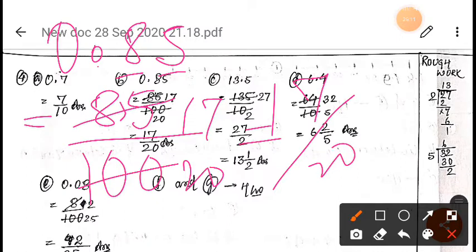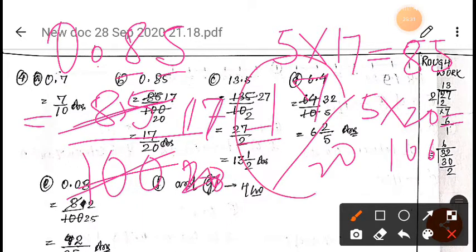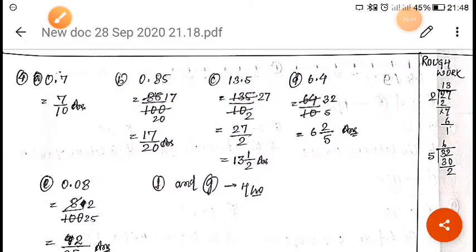How it has come, you will see here. 5 into 17 is what? 85, right? 5 into 17 is 85, and 5 into 20 is equal to 100. So we can divide like this, right? 5 into 17 is 85, and 5 into 20 is 100. So the answer will be 17 by 20. Now next is question number C.